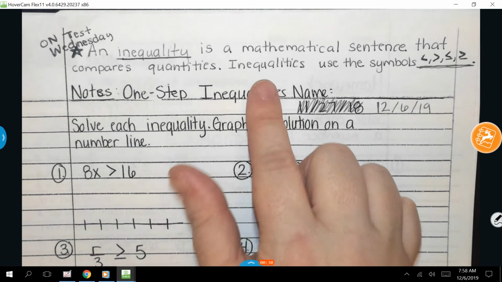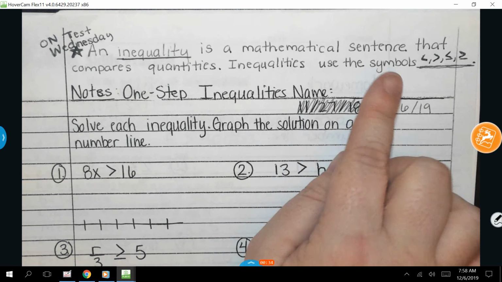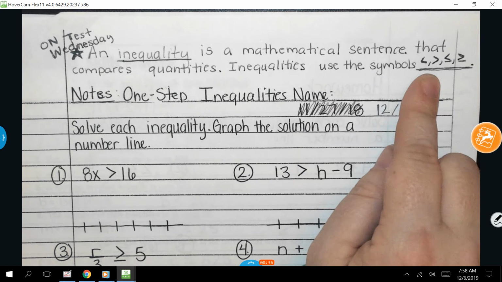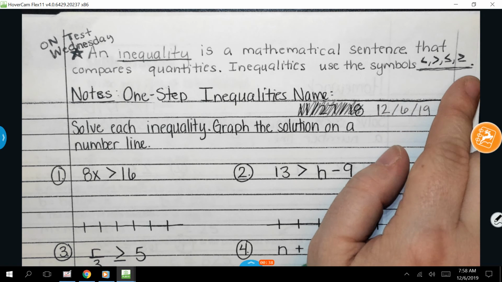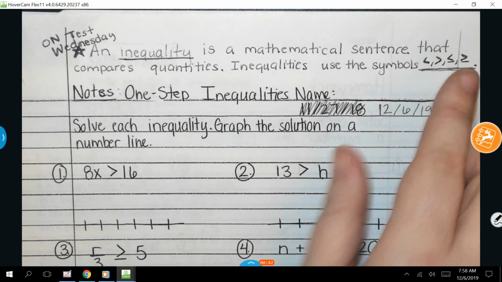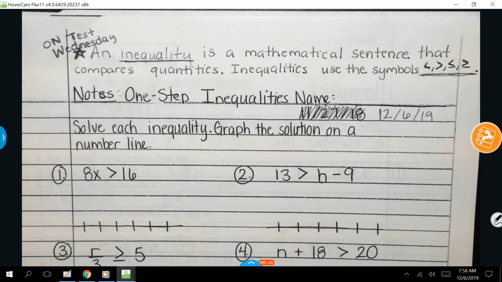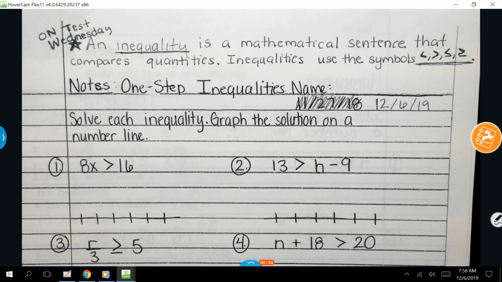But if I look at the very next sentence, it even says the word. It says inequalities use the symbols. That's my less than, greater than, less than or equal to, greater than or equal to. You'll have to fill in all four of those symbols in the blank. Fortunately, it does kind of give away the answer here to that first blank if you read the sentences.